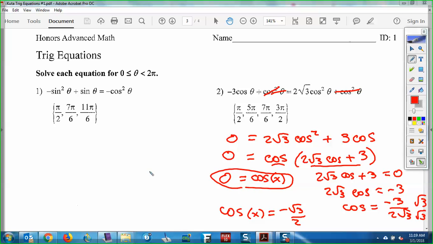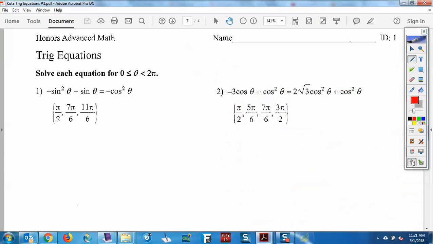Okay, so for this one, cosine is 0. That's going to be at pi halves and 3 pi halves. That's where cosine is 0 on the unit circle, there and there. And then for negative root 3 over 2, this is cosine, so cosine is negative in those two quadrants right there. So pi over 6 is our reference. That'd be 5 pi over 6, and that'd be 7 pi over 6. Okay, so there's our 4 answers. All right, what else?